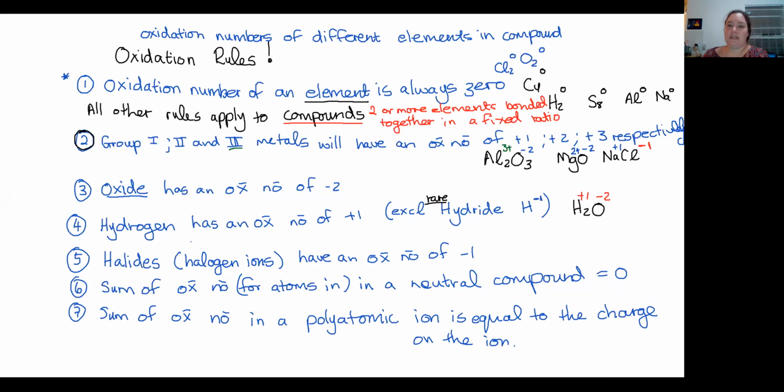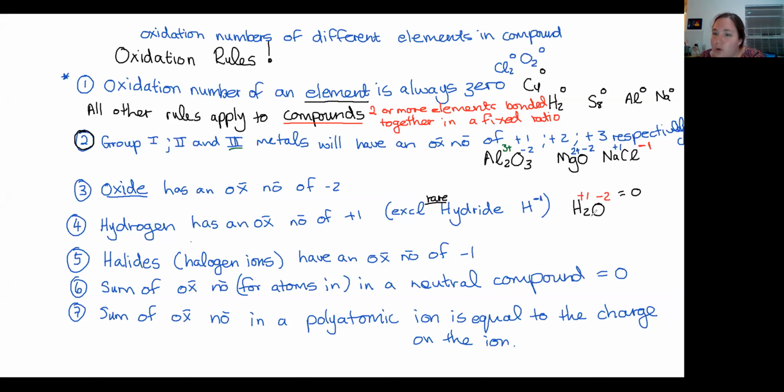So let's quickly look at both of these and how they work. If I've got water here, because it's neutral, I know that the sum of the oxidation numbers must be 0. So what I do here is I actually create a double layer. I sometimes call it a double decker. The first row is the oxidation numbers of each specific element. So hydrogen we already know is +1 because of rule number 4, and oxygen is -2 because of rule number 3 in the order that I put them.